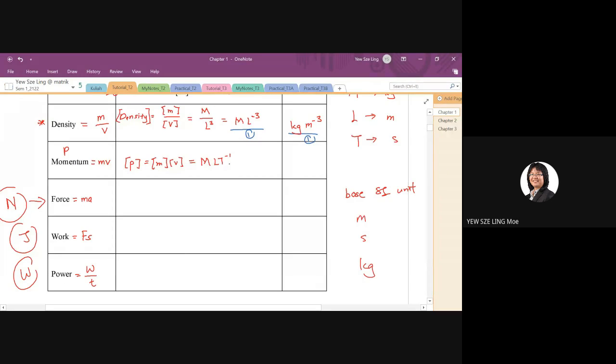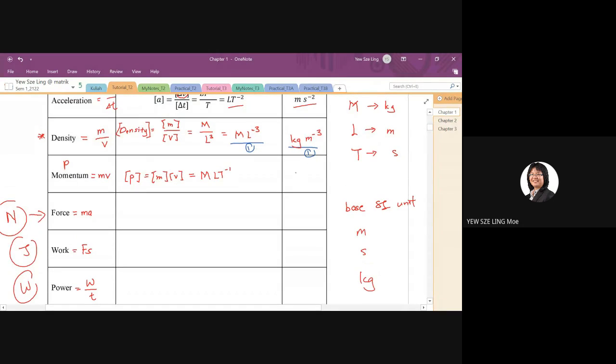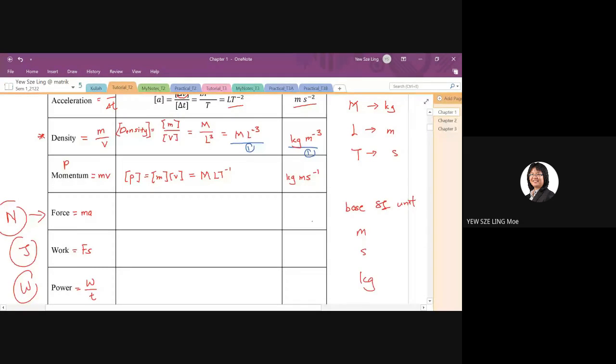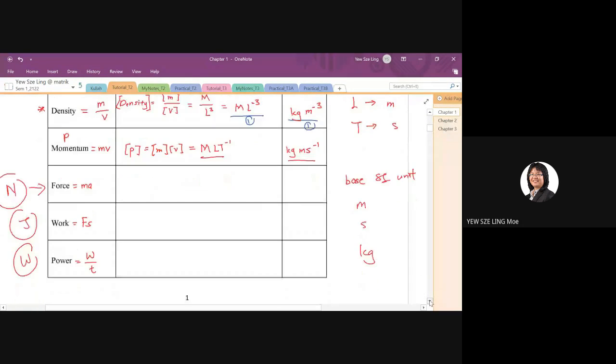Now I'm going to change this dimension into a unit. So again, M is kg, and then L is meter. So M, and then capital letter T is s. So s^-1. So kg m s^-1. So dimensions we have already. SI unit we have it already.